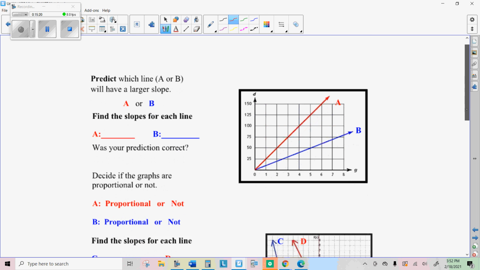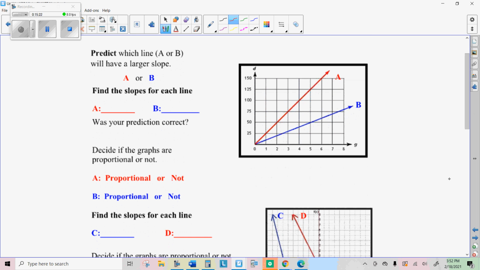So check these lines out and predict which line will have the larger slope. Then we're going to find the slope for each line. If you heard that, the steeper the line, the larger the slope. I'm going to predict A has a larger slope.